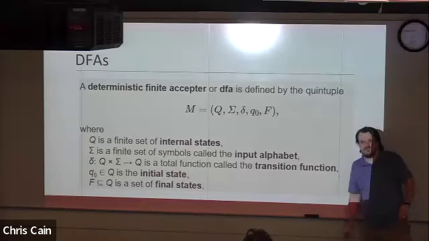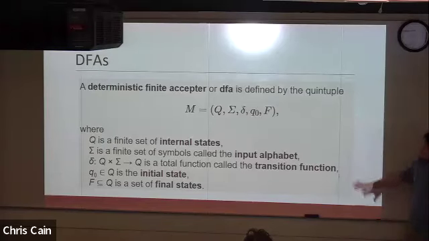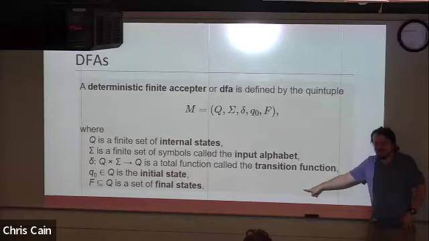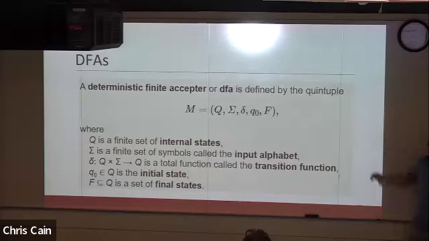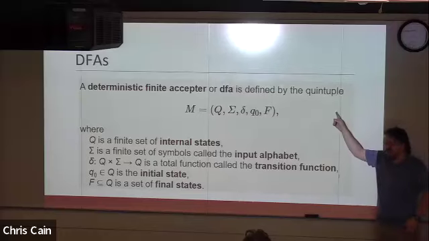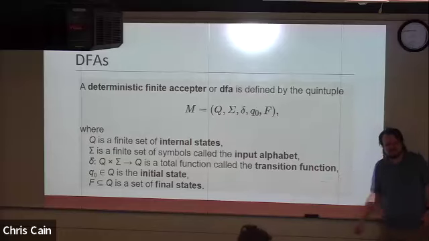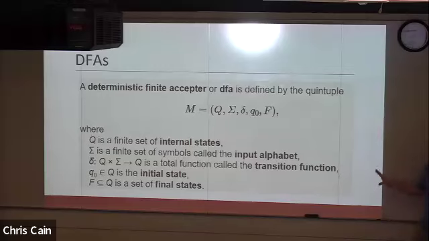And then we have a set of final states that says if we complete reading the input string in one of these final states, that is where we can say, yes, this string is in this language because we finished in one of these final states. If we do not complete this process in a final state, then we reject, saying that this string is not a sentence in the language.